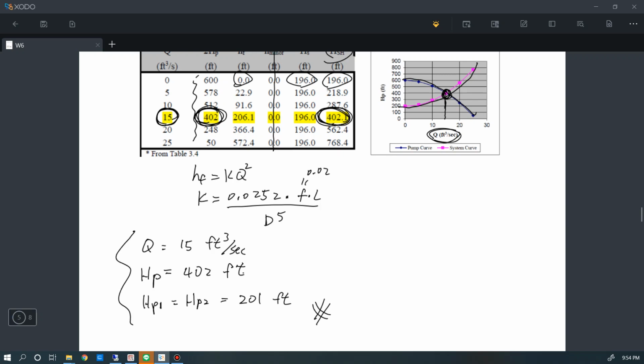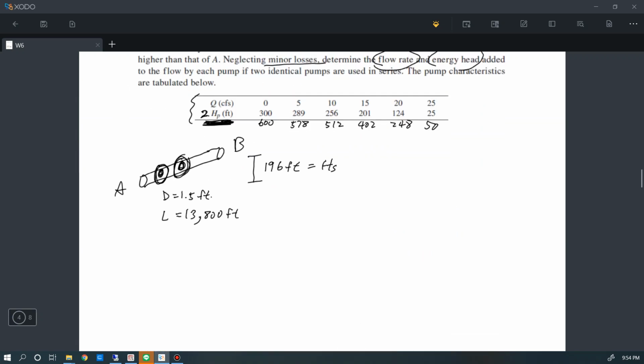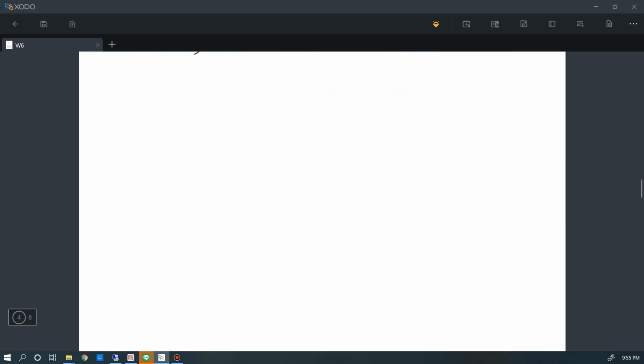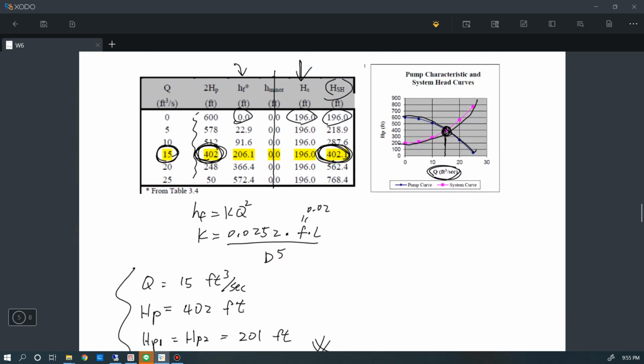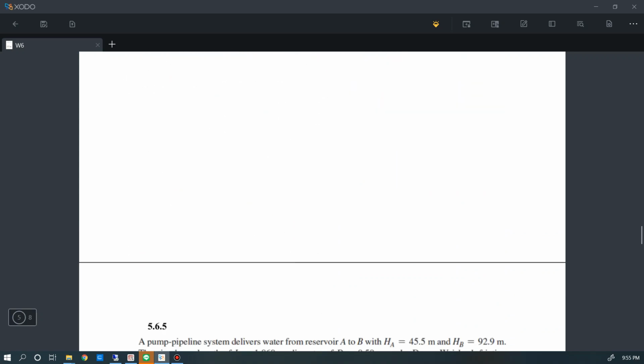Okay, so this problem is really similar. The only difference is that we have two identical pumps installed in this pipeline, which we just double the energy that they can provide, and solve the problem with a similar procedure to plot these two curves and find out the intersection. Okay, let's move on to the next one.